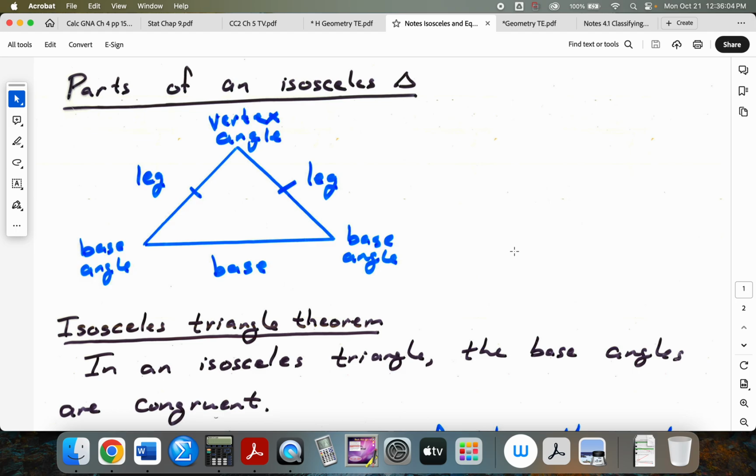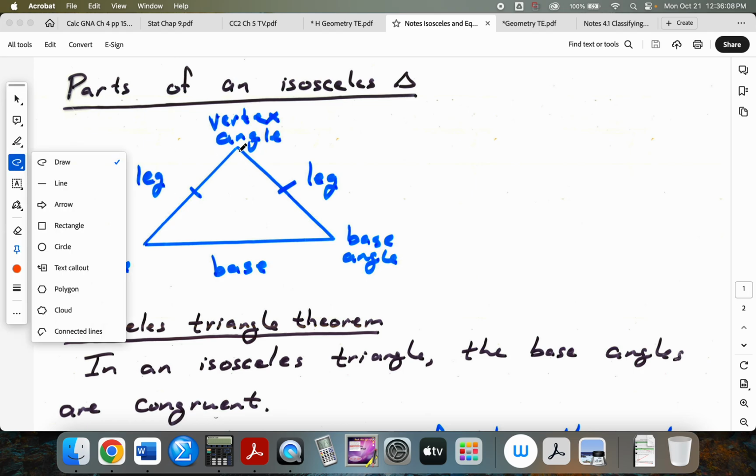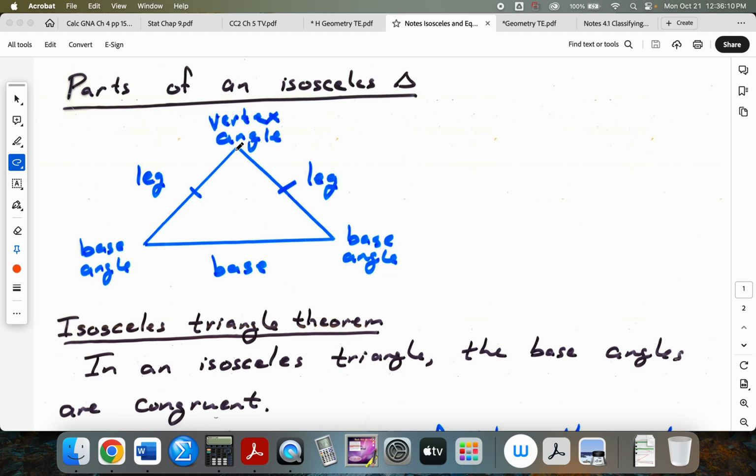You don't need to draw this, but just think about if you, on this diagram, folded the triangle right along this dotted line, the two legs would match up, and the two base angles would match up, being the same size, right? I think it's a pretty easy thing to accept without proof. Later on, we'll talk about how you could prove that that's true, just not today.